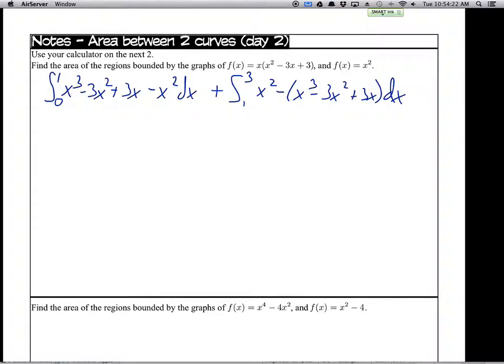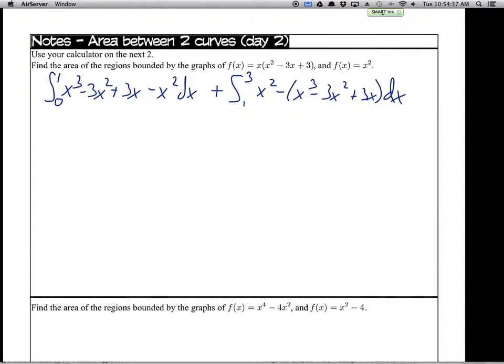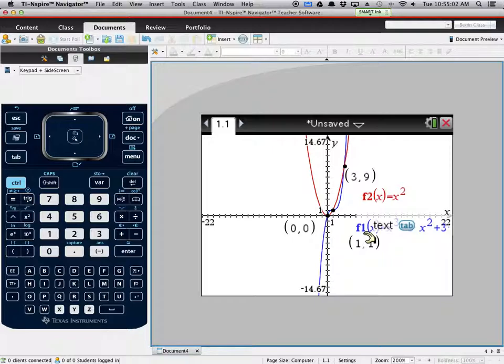Now, if we're going to use a calculator, we need to notice something. Notice that the x cubed function is called f1 and the x squared function is called f2. I want to note that, because when you put it in the calculator, that's what you're going to use.